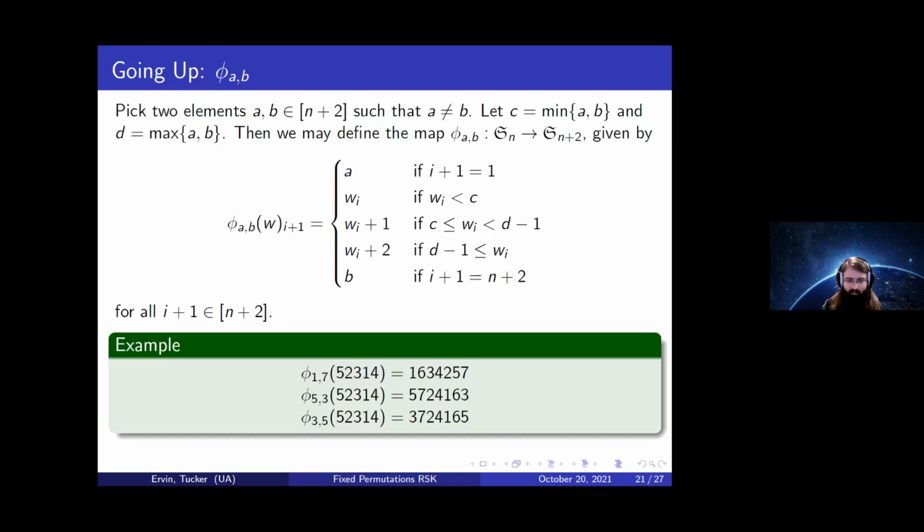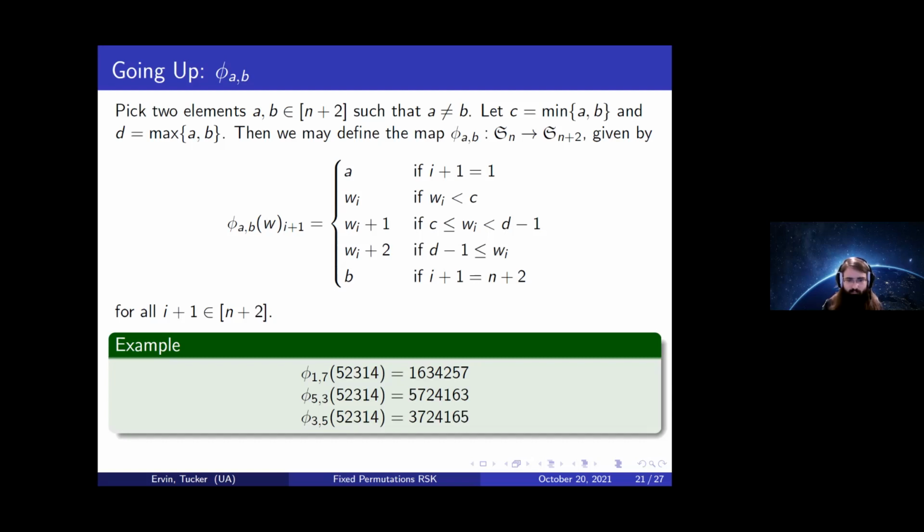If you take phi of 5,3 on that same permutation, the only entry that is less than the maximum of the 2 entries minus 1 and greater than the minimum entry is 3. So that one is the only one that gets added 1. The ones below that are fixed, and the ones above that have 2 added. And then you tack on 5,3 at the ends, and that gives you a permutation. Same idea for phi 3,5, except you swap 3 and 5.